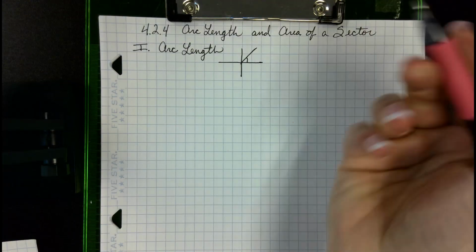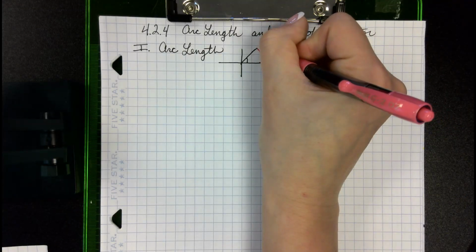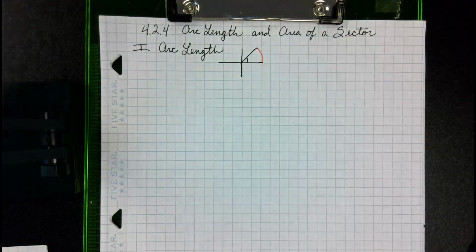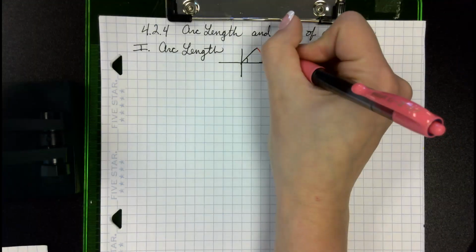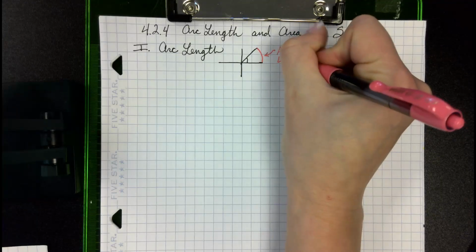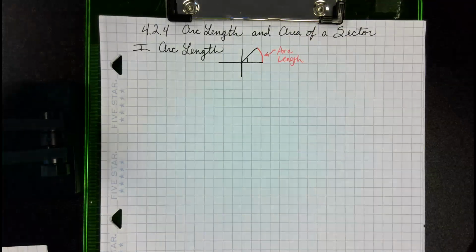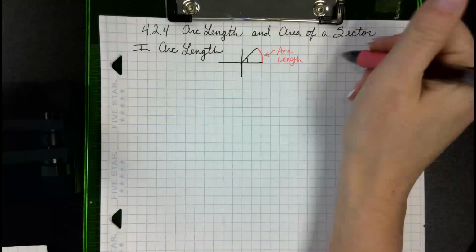The arc length, arc is the curved part, right? So it's the length of the curvy part that would connect the angle. That is the arc length. It's a linear measure, meaning you can just measure it with a measuring tape or something like that. It's inches, feet, meters, some sort of measurement like that.